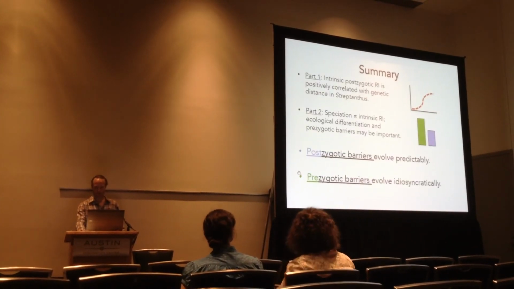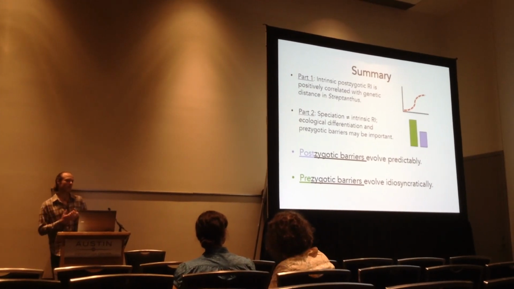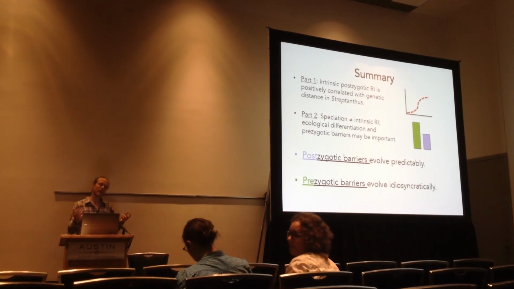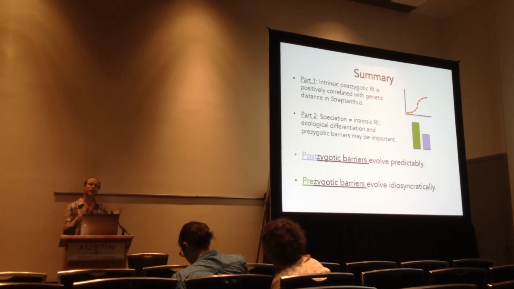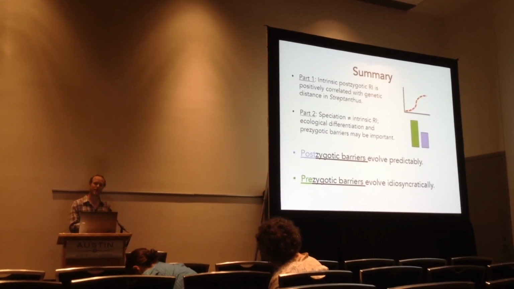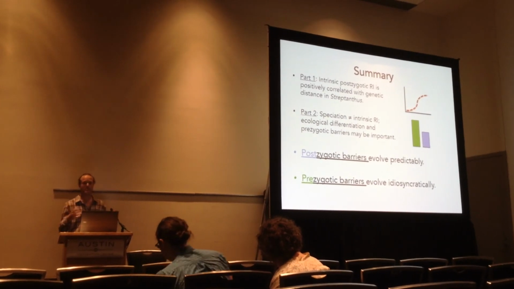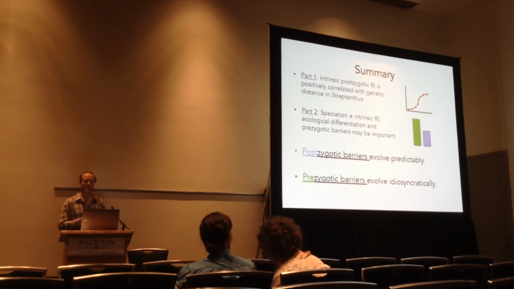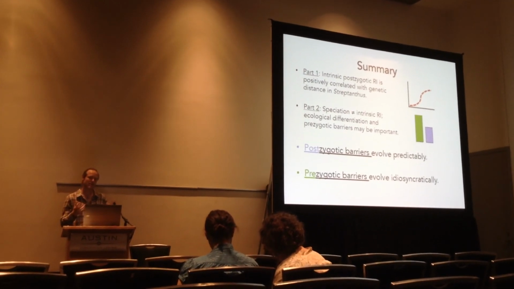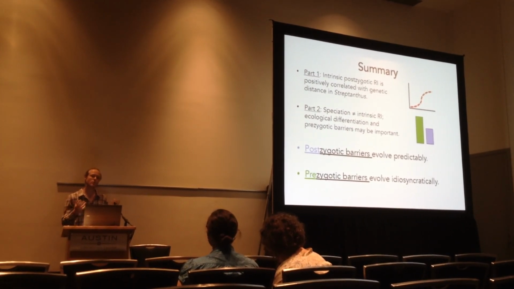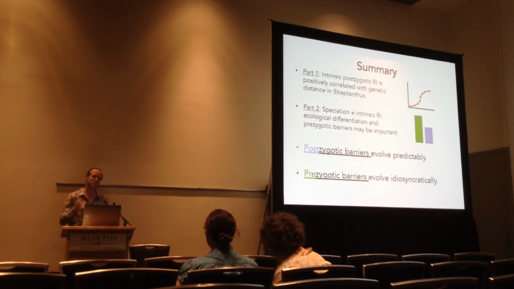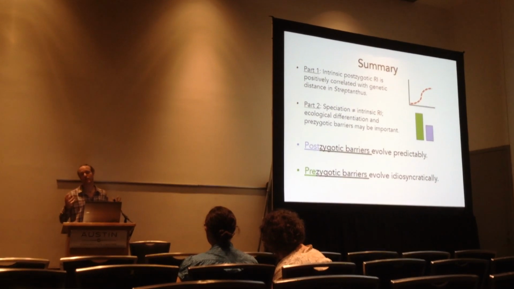I'm going to just jump all the way to the punchline, but I think earlier we have this tension between postzygotic barriers evolving in a predictable fashion as a function of genetic distance, and prezygotic barriers evolving idiosyncratically. So depending upon the context of your species pairs, I think the real cool stories may be in the interplay of these two types of barriers.